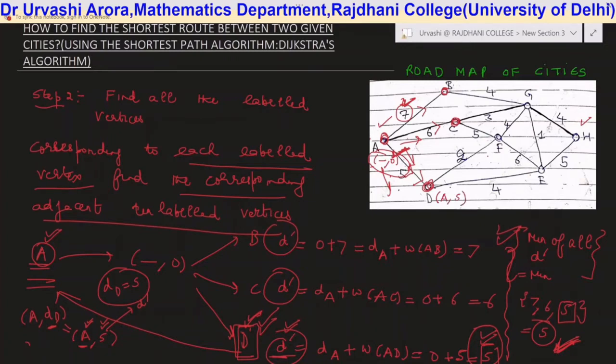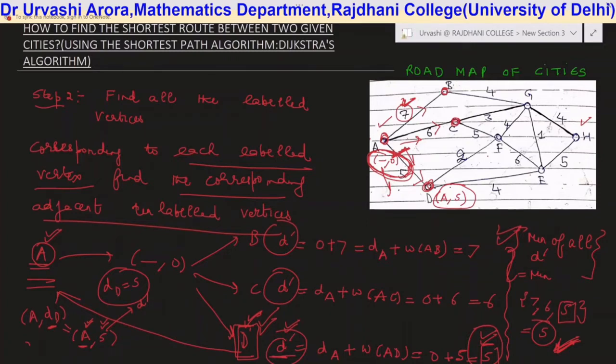So by the end of step 2, there are 2 vertices that have been labeled so far. One is the vertex A, whose label was given as dash 0. This is the label that we have given to the vertex A, the starting vertex, and the vertex D, which has been labeled as A, 5. So this is the end of step 2. Now we would be starting with step 3.